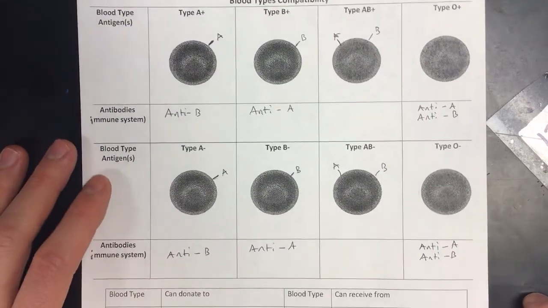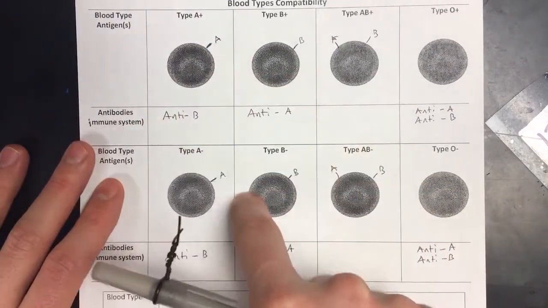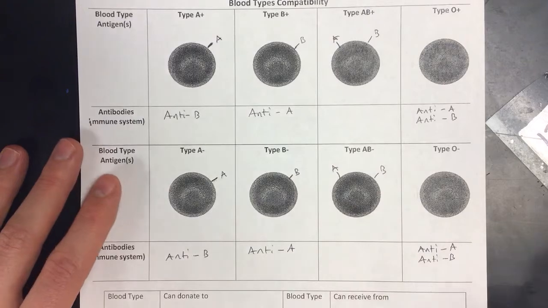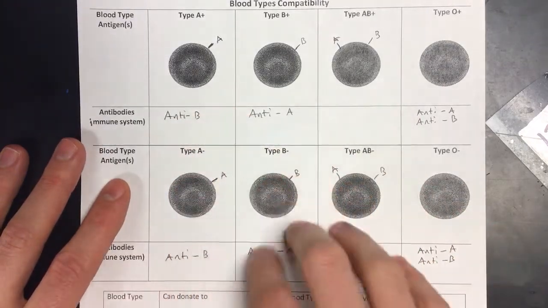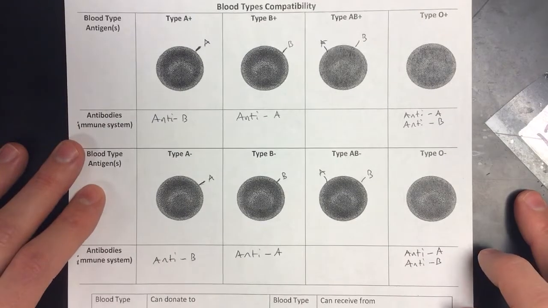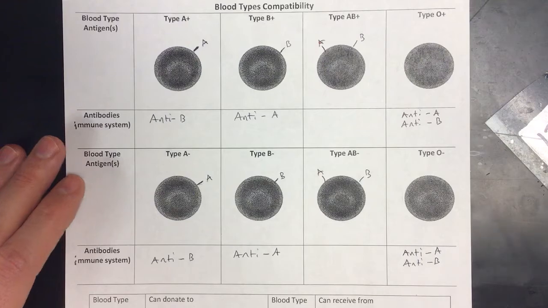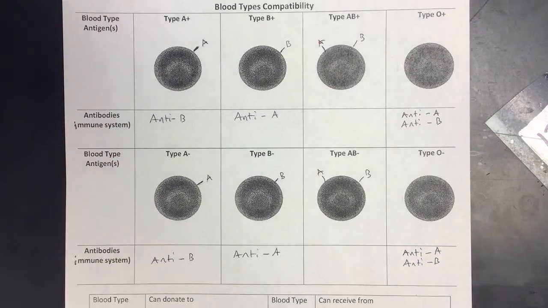Okay, now the only thing we haven't talked about yet is the difference between positive and negative. And this is a pretty important difference because these negatives and positives can cause a ton of problems if you get them mixed up. So to be AB positive, what this means is you're positive for an additional antigen.